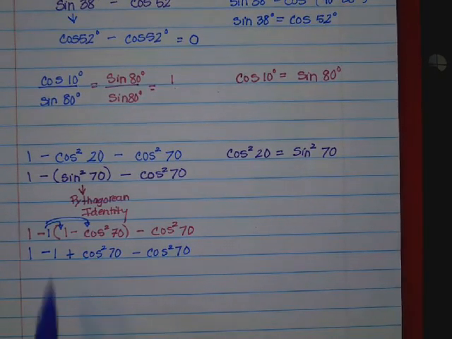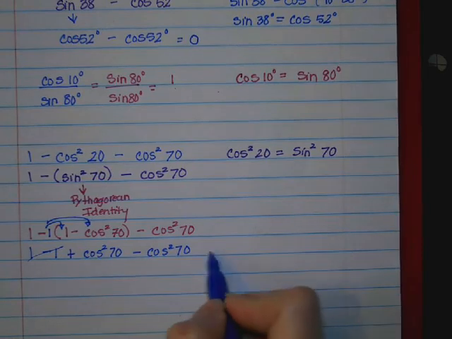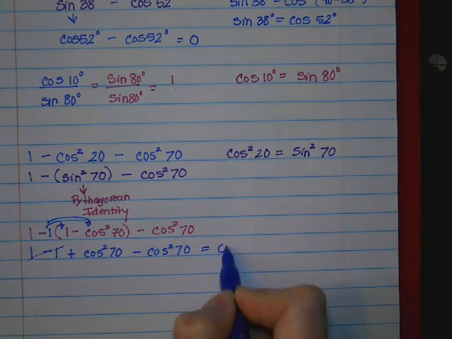All right, so now we got 1 minus 1. Well, they cancel each other out. Then I got the cosine squared 70 minus cosine squared 70. Well, those cancel each other out. So this ends up equaling 0.